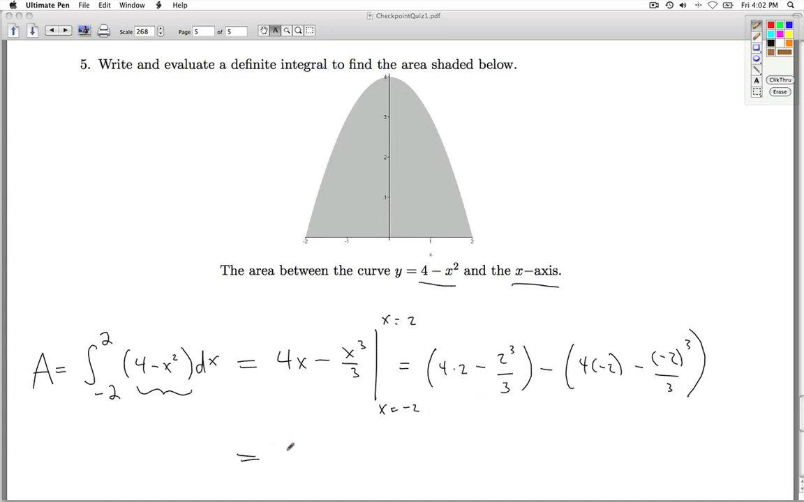I get 4 times 2, which is 8, minus 8 thirds, minus a negative 8 plus 8 thirds. So I get 8 minus a negative 8, that's 16, plus negative 8 thirds minus 8 thirds, minus 16 thirds. 16 is 48 thirds. 48 minus 16 is 32. Our final answer then is 32 thirds. And that'll do it for checkpoint quiz 1.